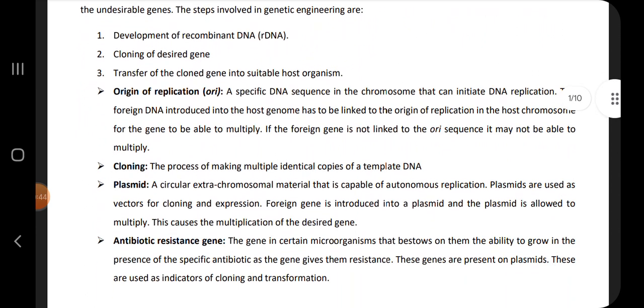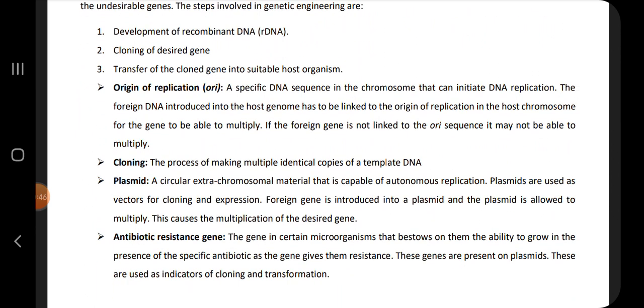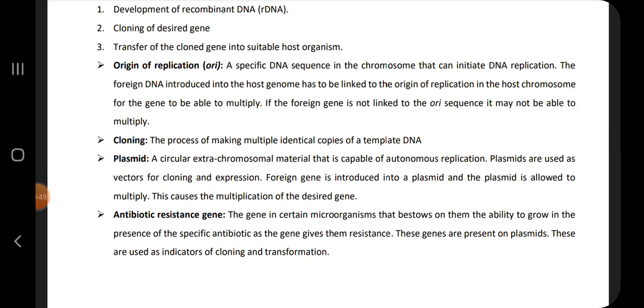host organism. Then origin of replication, ORI, is a specific DNA sequence in a chromosome that can initiate DNA replication. Then cloning, the process of making multiple identical copies of template DNA. Plasmid, a circular extra chromosomal material that is capable of autonomous replication. They are used as vectors for cloning and expression. Antibiotic resistance genes, the gene in certain microorganisms that bestows on them the ability to grow in the presence of specific antibiotics as the gene gives them resistance.